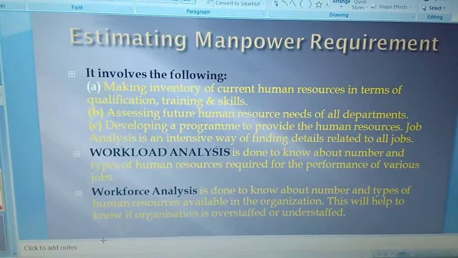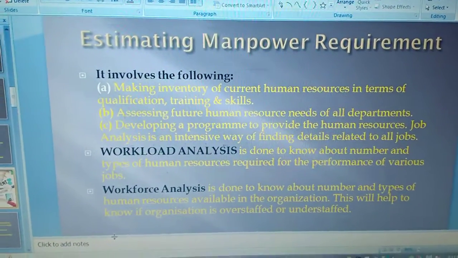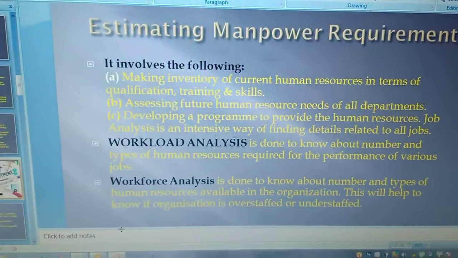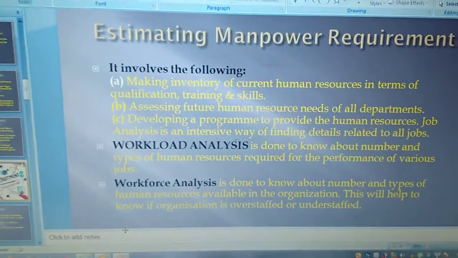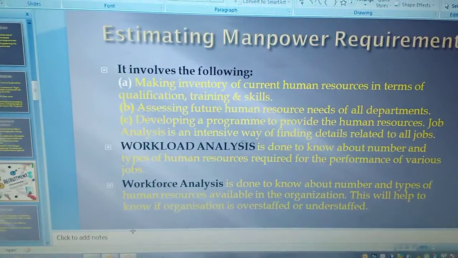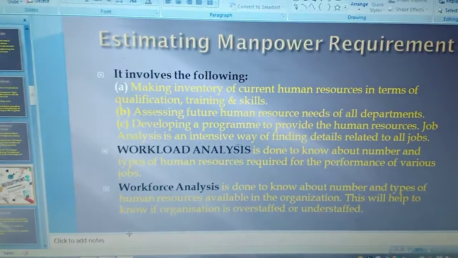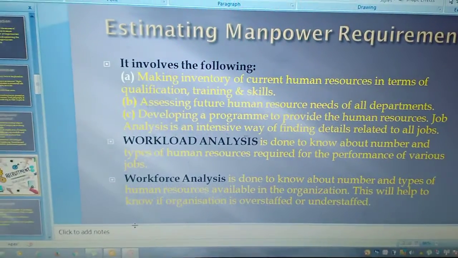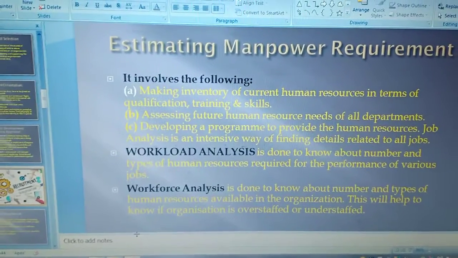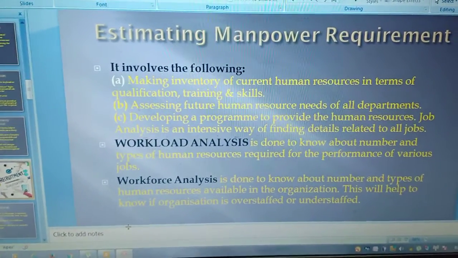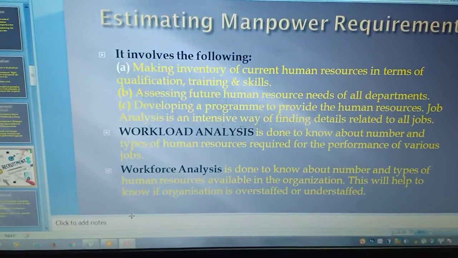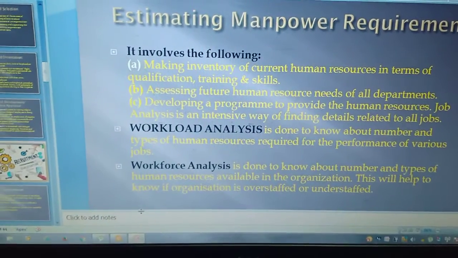The first step is estimating the manpower requirement. It basically means how many employees we require in an organization. So it involves making an inventory of current human resources in terms of qualification, training and skills. Next is assessing the future human resource need of all the departments. It means we require human resources as per our future need in every department.